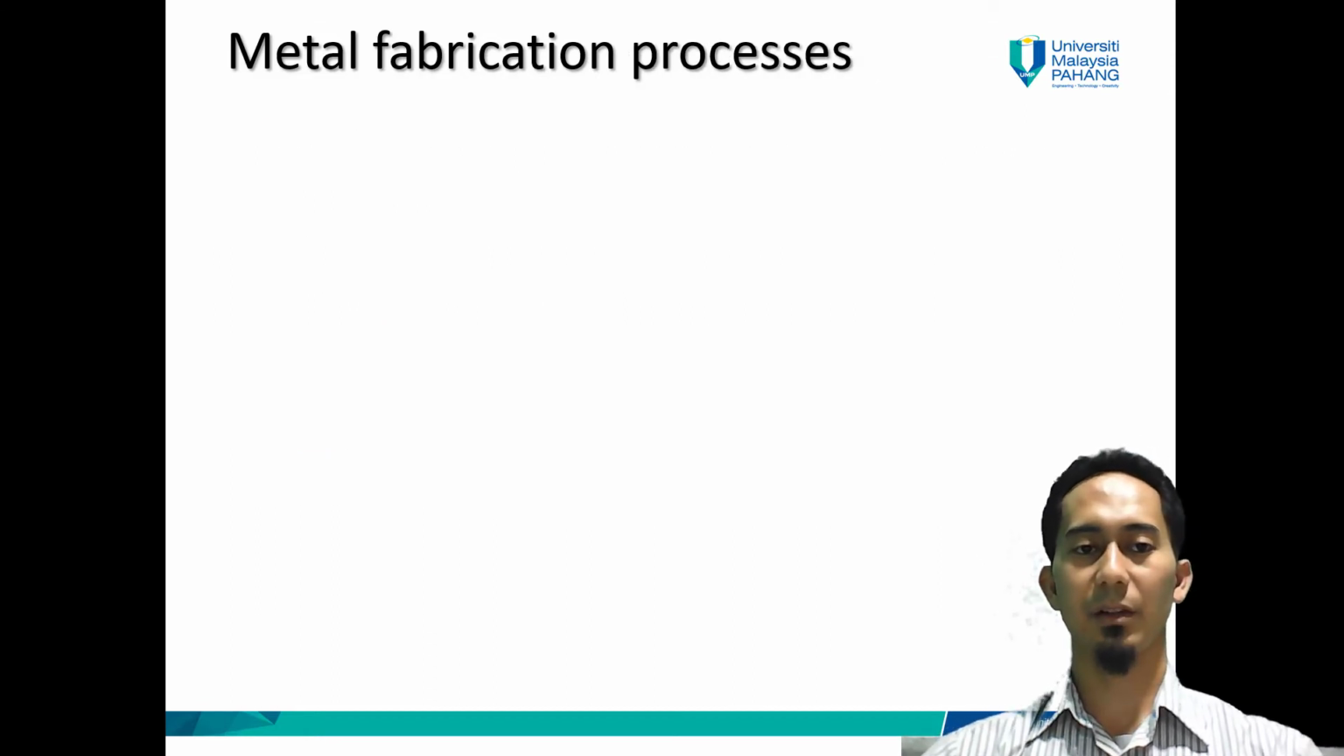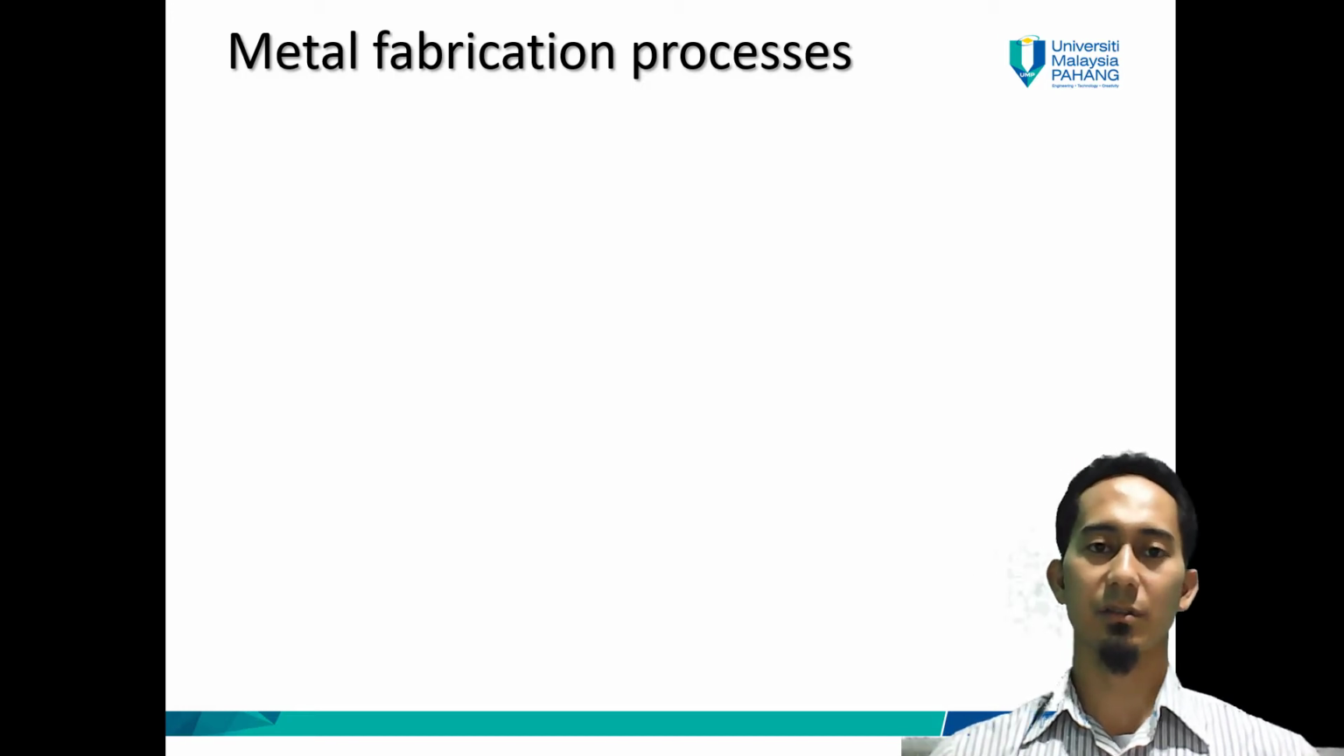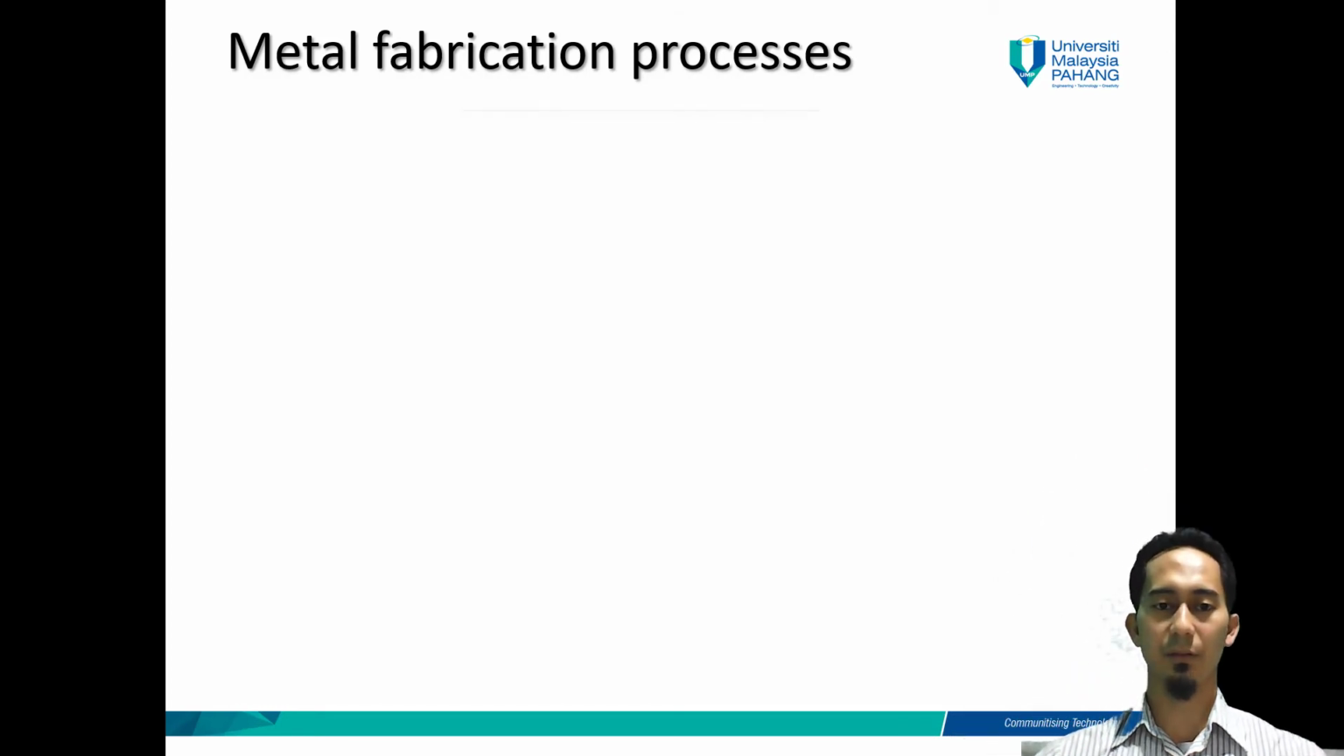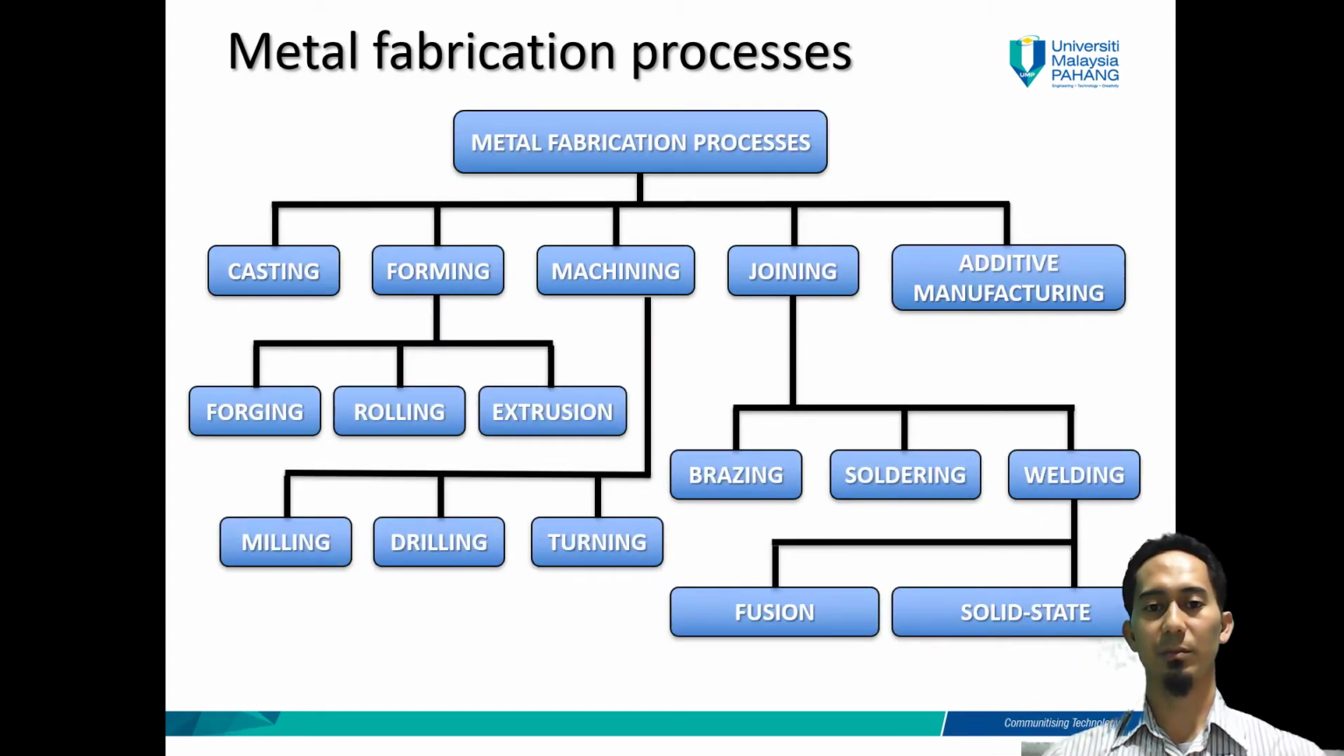Now, metal fabrication processes are a branch of manufacturing processes. As I mentioned before, manufacturing processes cover not only metals but also wood, polymer, ceramic, and whatnot. But in terms of metal fabrication processes, there are several specific manufacturing processes involved. So here I've listed down most of those that are widely used throughout the world.